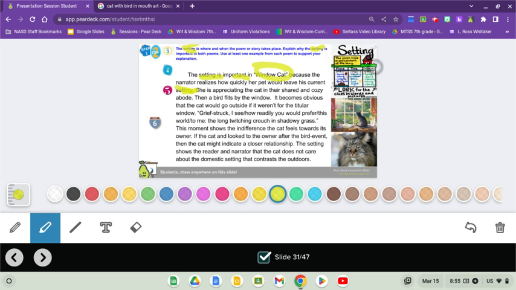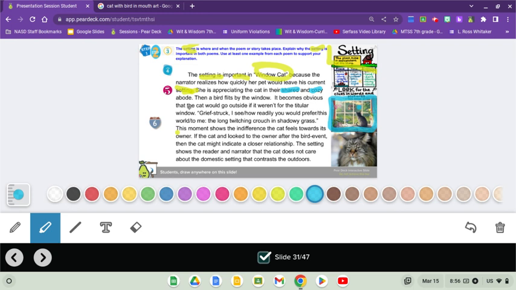The setting, the place where it takes place. It's not making. There we are. She is, let's switch to blue. She is appreciating the cat in their shared and cozy abode. Well, boy, I'm going to highlight those 2 adjectives now. Right? And I'm going to put a box around this because this certainly looks like a cozy home for the cat as well, this picture here. Then a bird flits by the window. Oh, there goes a bird right there.